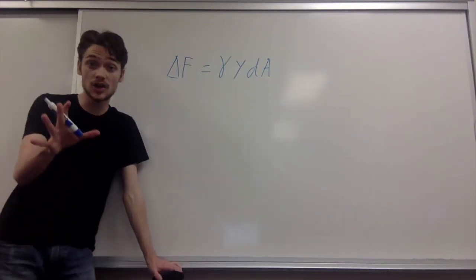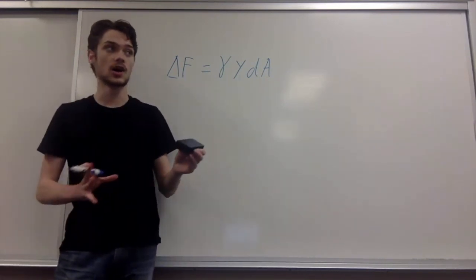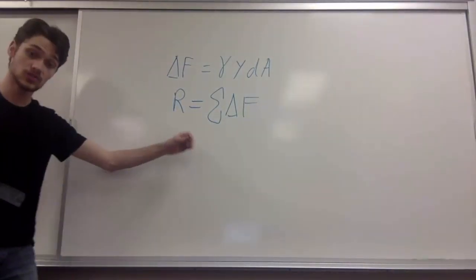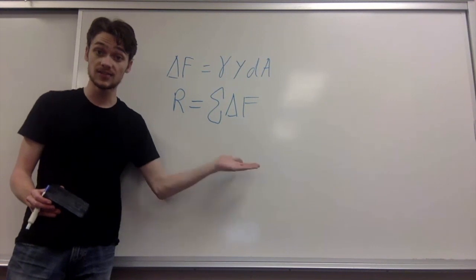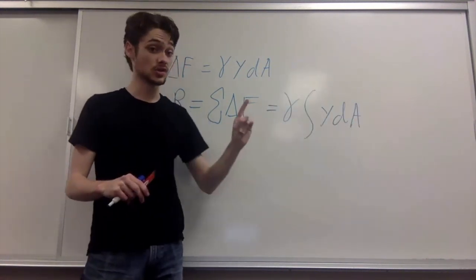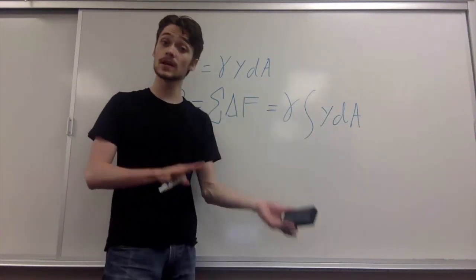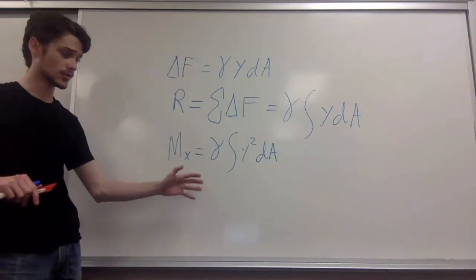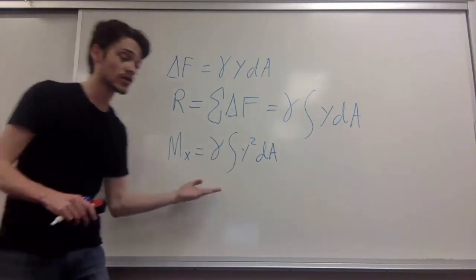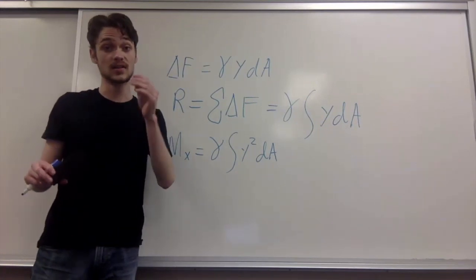We can use the same logic that we were using for the first moments to find the resultant force acting on the object due to all of these combined delta Fs, where the resultant force is going to equal the sum of all the delta Fs, which is going to equal gamma times the sum of all y dAs, which is going to equal gamma times the integral of y dA. If we calculate the moment produced with respect to x, we get that the moment with respect to x is going to equal gamma times the integral of y squared dA. This part right here, the integral of y squared dA, is the second moment of inertia.